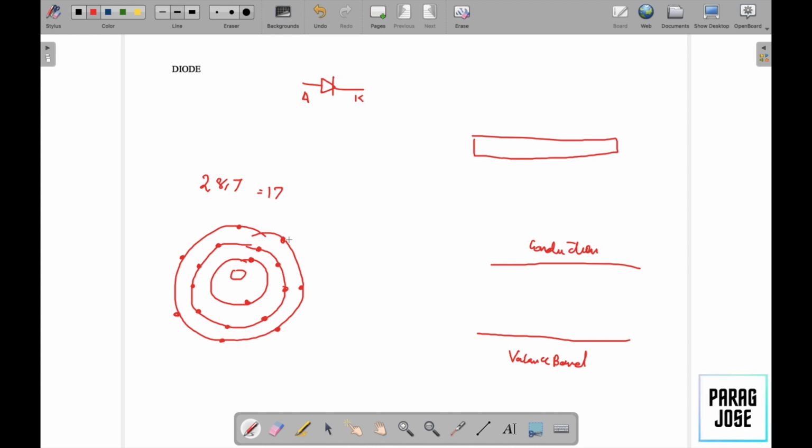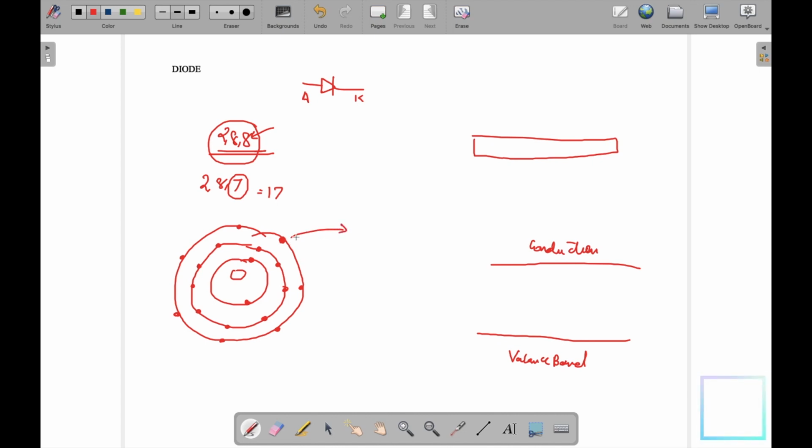Now, we all know that for an atom to attain stability, it has the stability number 2, 8, 8. So if one electron is given to this, then the atom will become stable. In such a scenario, can we think of removing one of the electrons from the outer orbital? That means we want to remove one electron from the outer orbital.